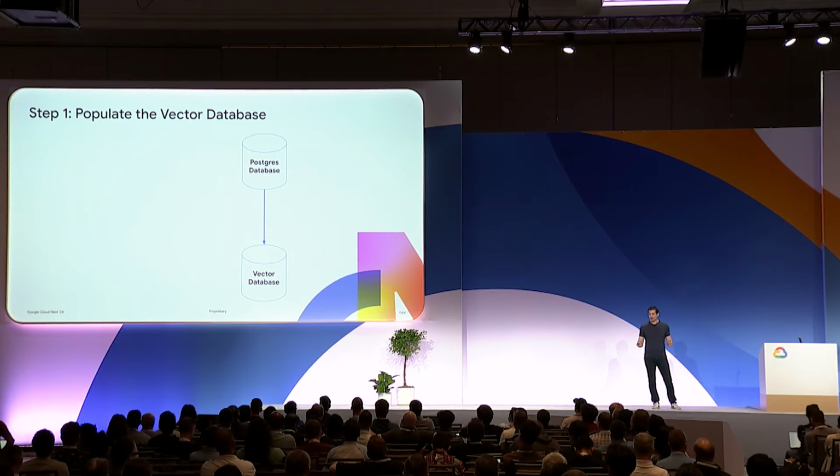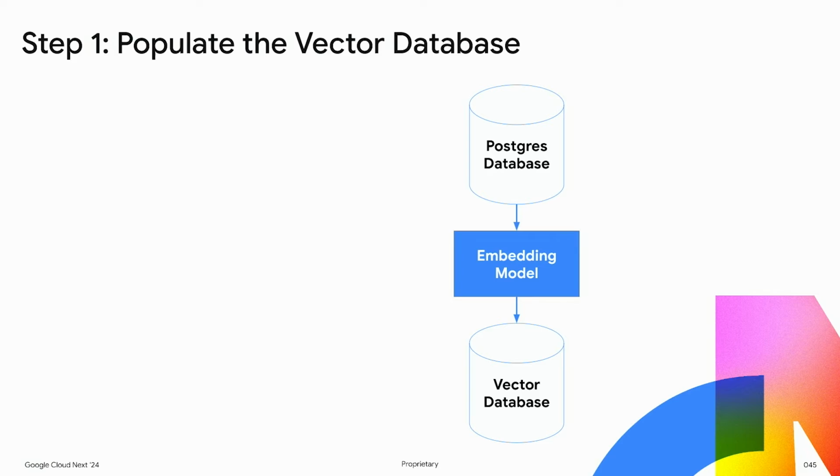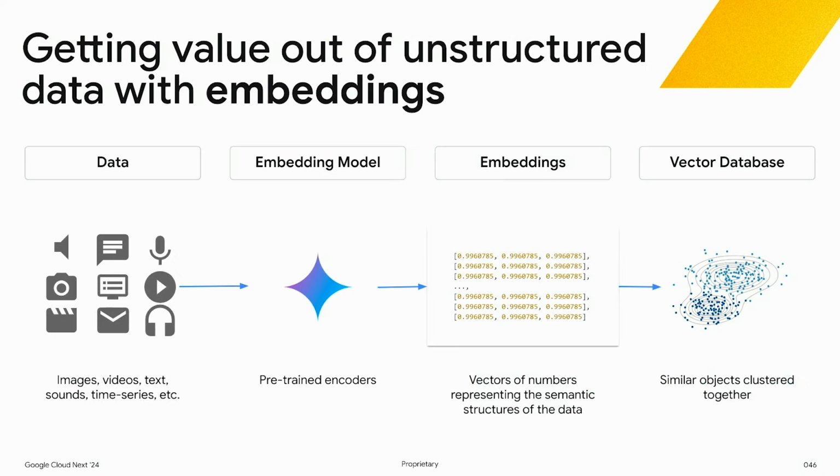So let's walk through it. First, we need to populate the vector database with data from the relational database. To get these vectors, we use what's called an embedding model. An embedding model is an AI model that transforms any kind of data into vectors that are usable by a vector database. To generalize that for a second, think of all the data you might have: images, videos, text, whatever. You feed that stuff into an embedding model, which encodes that data into vectors that go into the vector database. And the vector database, in turn, keeps similar objects clustered together.